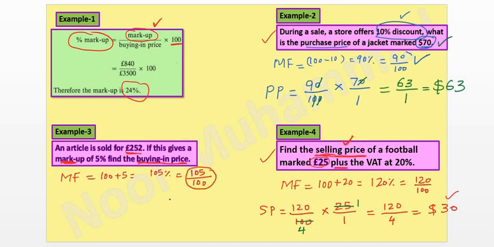Now circle this multiplication factor because we are not going to use it as it is. To find the original price, or you can say the buying in price, we will flip this multiplication factor. So it is not going to be 105 over 100. We will use it as 100 out of 105, and now multiply it by 252. Simplify it where it's possible. I mean divide it, and finally the answer will become 240 pounds.